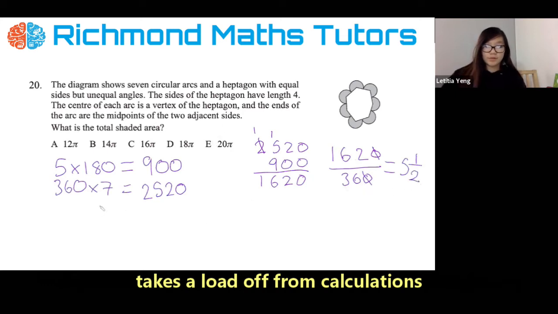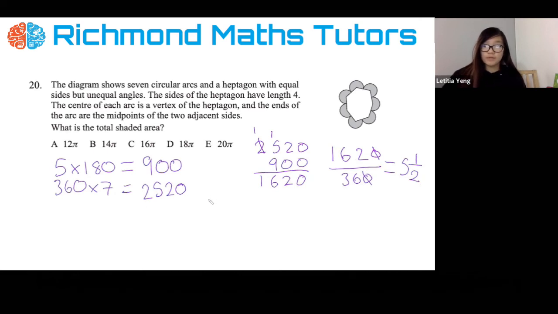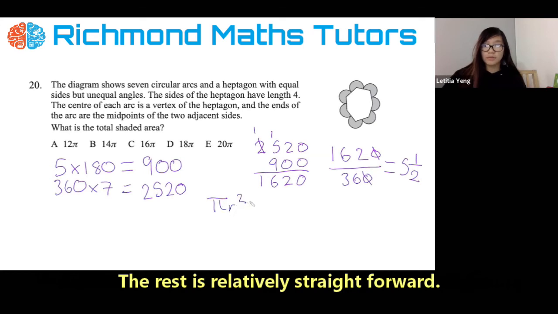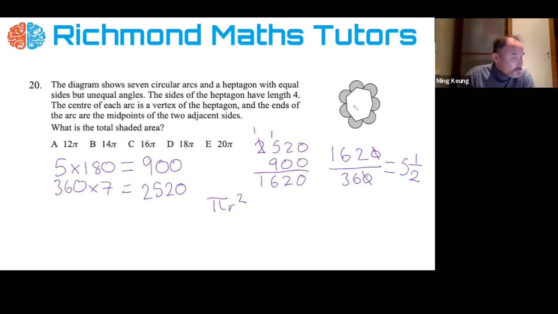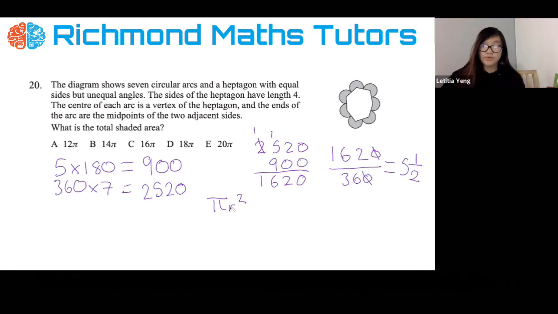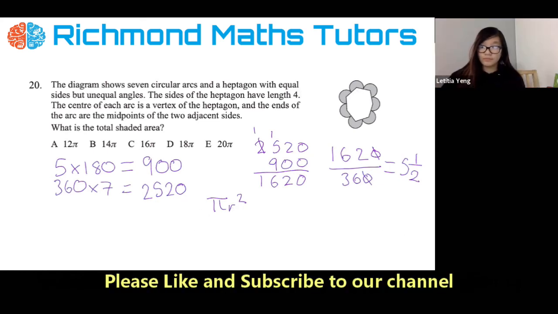So now onto the total shaded area. In order to find the area of one circle, we need to do pi r squared. So in this case, the radius is 2 because the length of the heptagon is 4, but the radius is only half of it. So 2 squared is 4. So we have 4 pi being the area of one of our circles. So if we multiply that by 5.5, we get 18 pi. So the answer is therefore D.